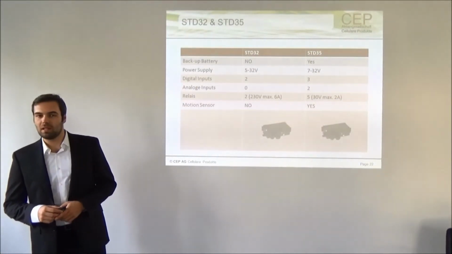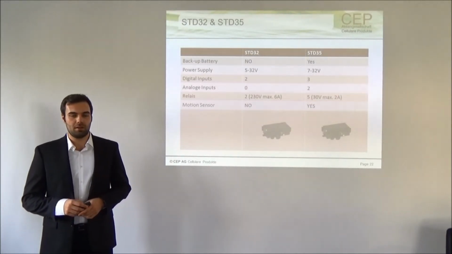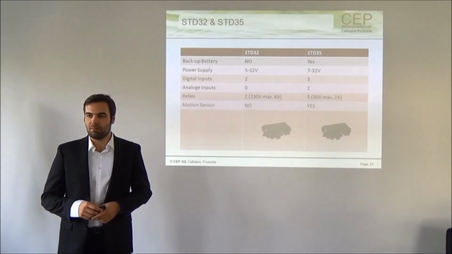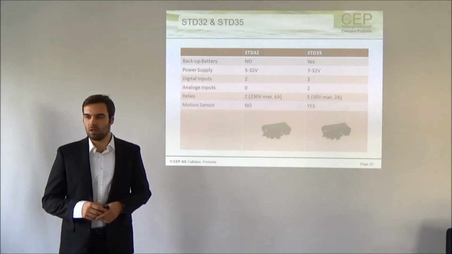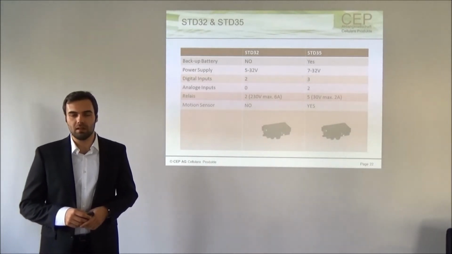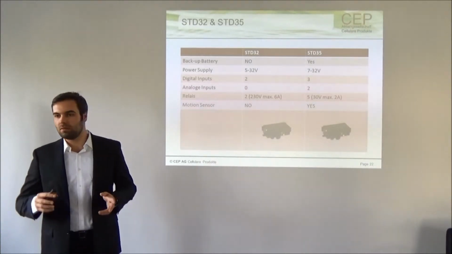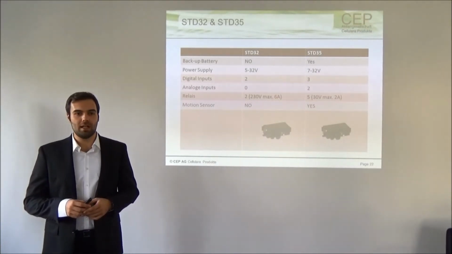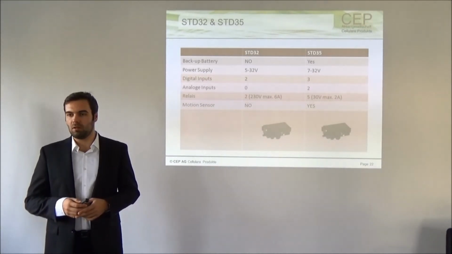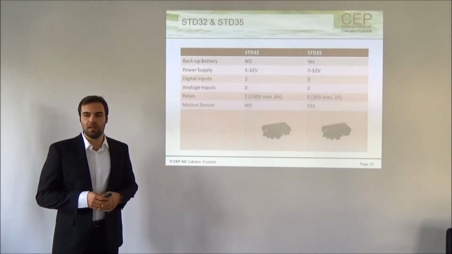We have two different types of telemetry terminals. On one hand we have the STD32 and the STD35. Basically the STD35 does have more inputs and outputs, and additionally we have a backup battery on the STD35, so whenever the power gets cut off, for example, then you have the chance that the device will still be running on its own power supply. Also we have a motion sensor on the STD35.